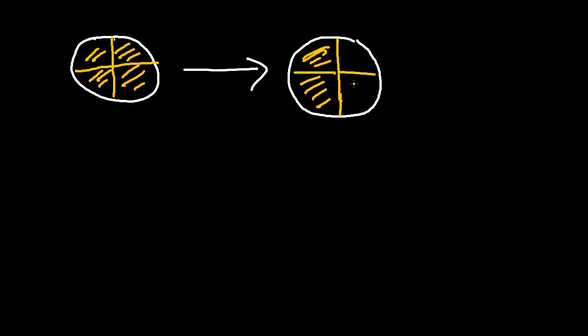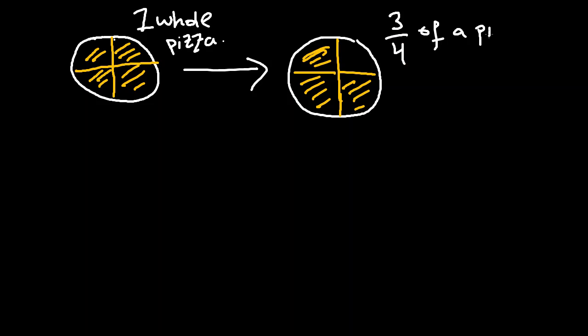1, 2, 3. So in the first case, we had 1 whole pizza. In the second case, because you ate 1 slice, now we have less than a whole pizza, right? And in fact, we have exactly 3/4 of a pizza. Okay, so it's less than a whole and it's 3/4. Okay, so let's look at another example.